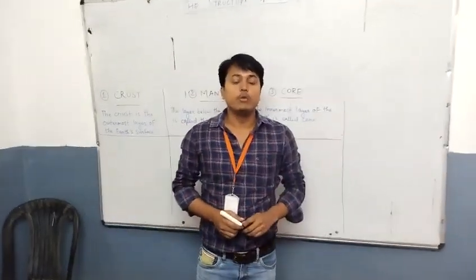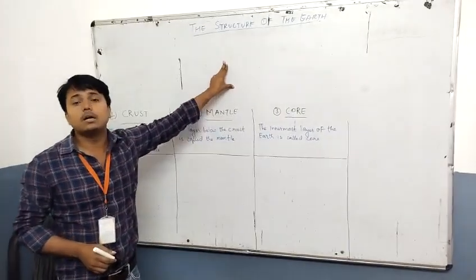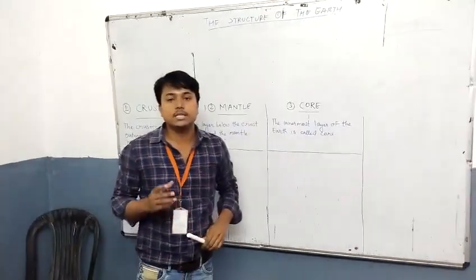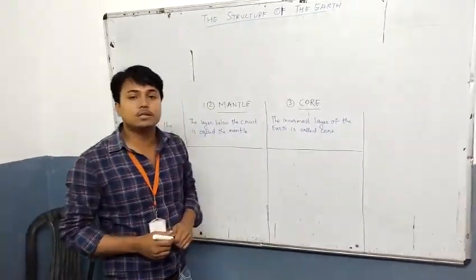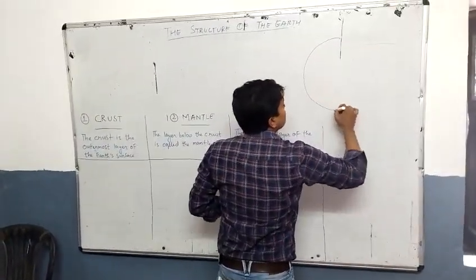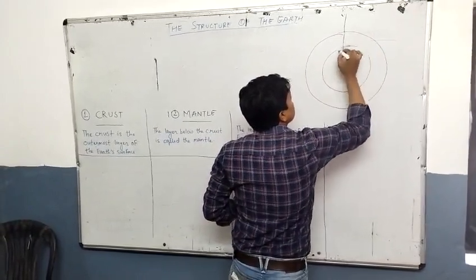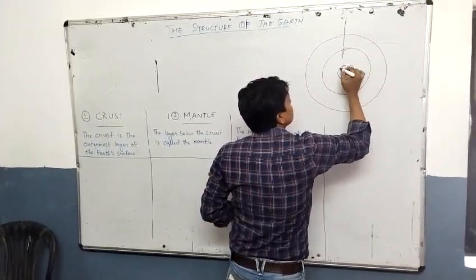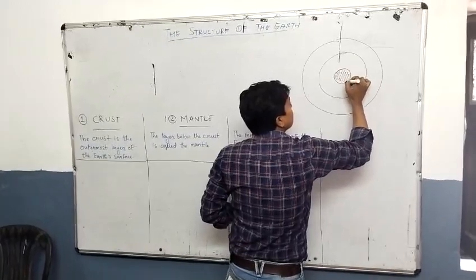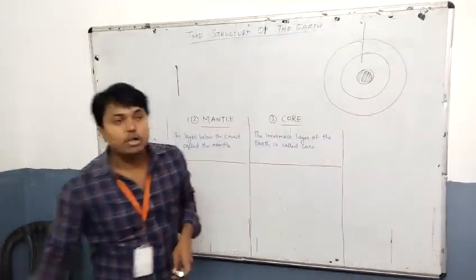In this class we will study about the structure of the earth. The earth is divided into three concentric circles. Concentric circle means divided into three concentric circles.